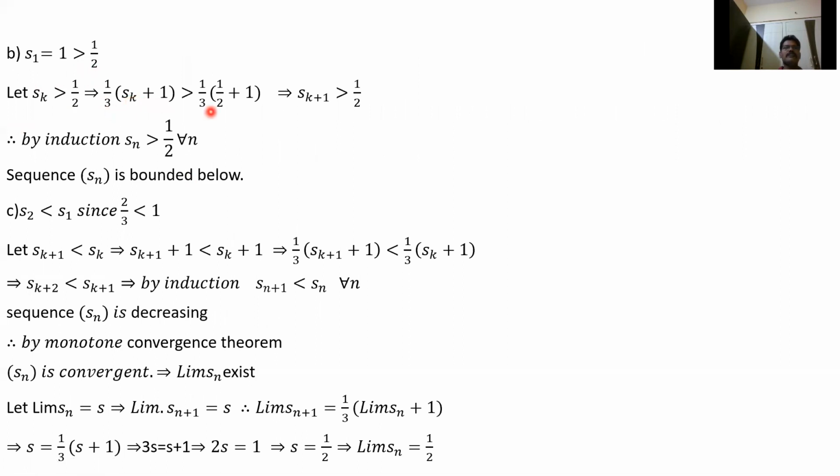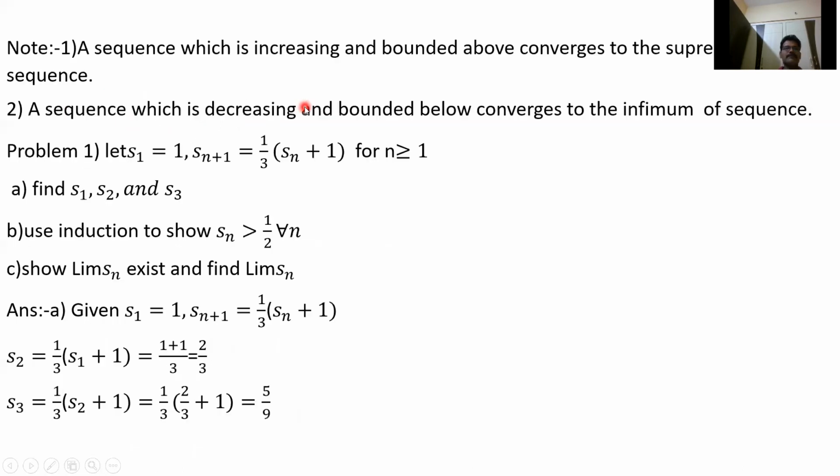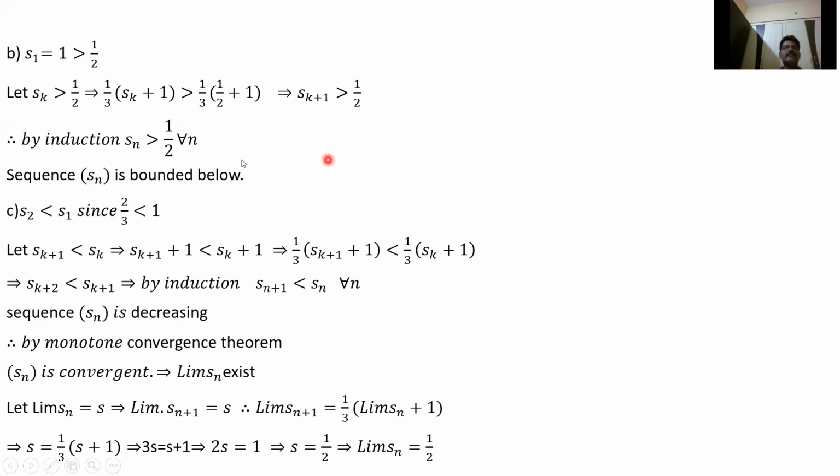So Sk greater than 1 by 2. Adding 1, Sk plus 1 is greater than 1 by 2 plus 1. Now multiply by 1 by 3: 1 by 3 into Sk plus 1 is greater than 1 by 3 into 1 by 2 plus 1. What is the definition? Sn plus 1 is 1 by 3 Sn plus 1. So I will write here 1 by 3 Sk plus 1 is S(k plus 1).